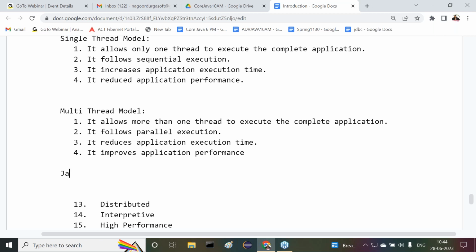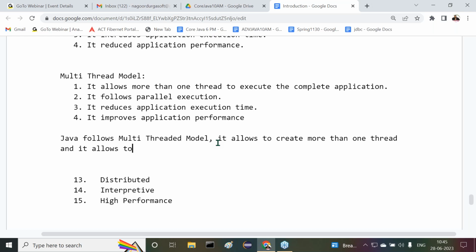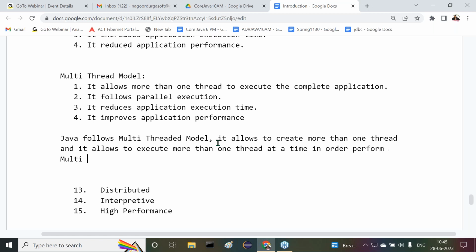Listen carefully. Java is a programming language. Java follows the multi-threaded model. It allows us to create more than one thread, and it allows us to execute more than one thread at a time in order to achieve multitasking. Observe carefully, in order to achieve multitasking. That's it. Now this is exactly the point we can understand.